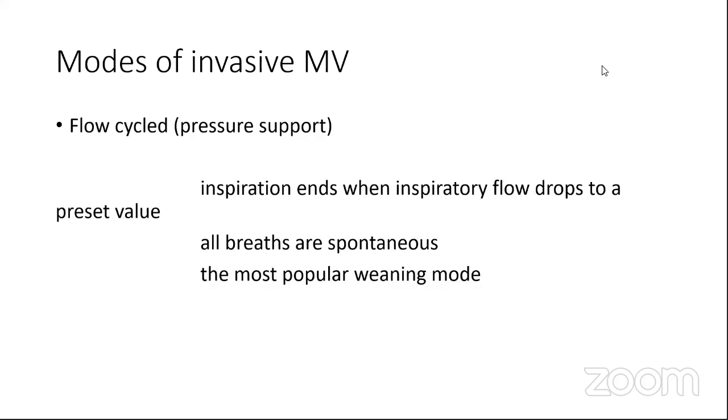The third basic mode is pressure support, and we call this flow cycle. Pressure support is a weaning mode. All the breaths in pressure support are spontaneous, which means the patient starts and ends the breath. And this is why it's a mode of weaning, and a bridge to extubation. We call it flow cycle because inspiration ends after the inspiratory flow drops to a preset value that you have set. This is the way the ventilator switches from inspiration to expiration.